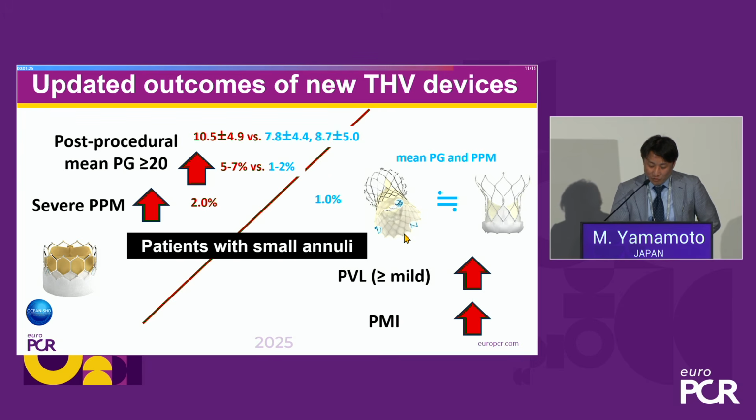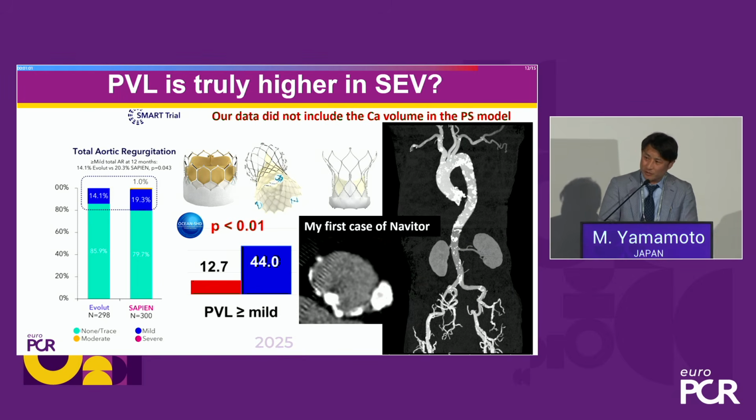And what should we do next? We need to reduce the rates of PVL and PPM if we choose a self-expandable valve. Dr. Yohei Ono will nicely present how to reduce the rates of PPM, so I would like to mention a little bit how to consider the higher rates of PVL in our cohort.